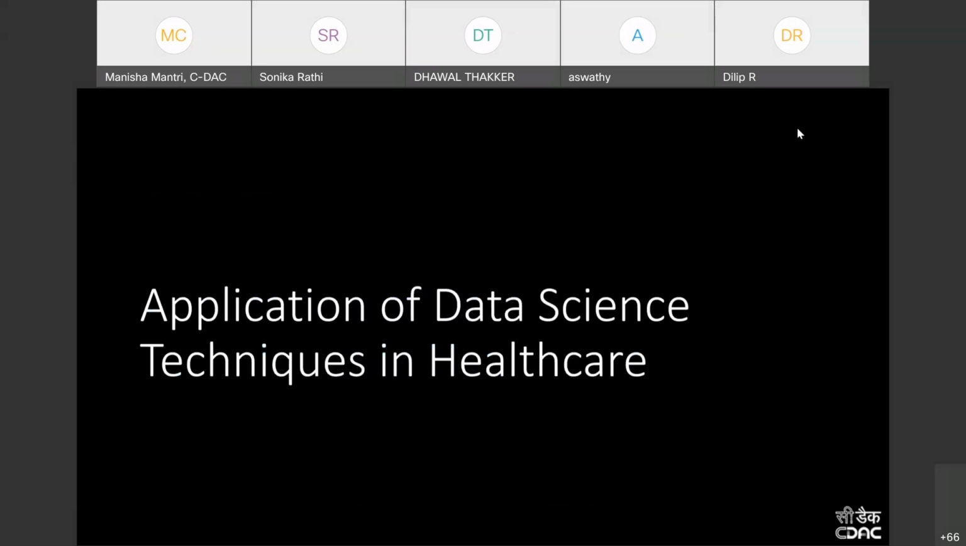Now, let's try to see the applications of data science techniques in healthcare. So we talked about how healthcare is structured, what the opportunities are, and what skills one should have to proceed with data science in healthcare.